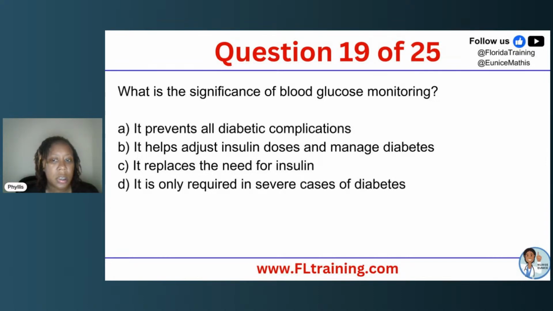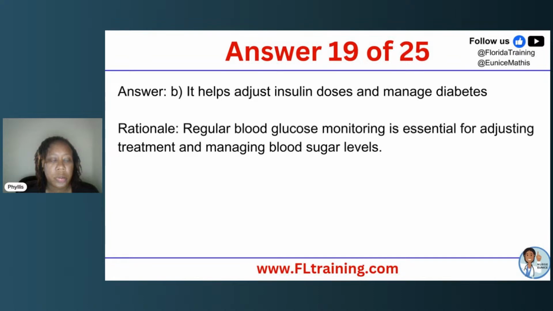All right, let's go ahead and reveal the answer. If you chose B, you are absolutely correct. It helps adjust insulin doses and manage diabetes. Regular blood glucose monitoring is essential for adjusting treatment and managing blood sugar levels.